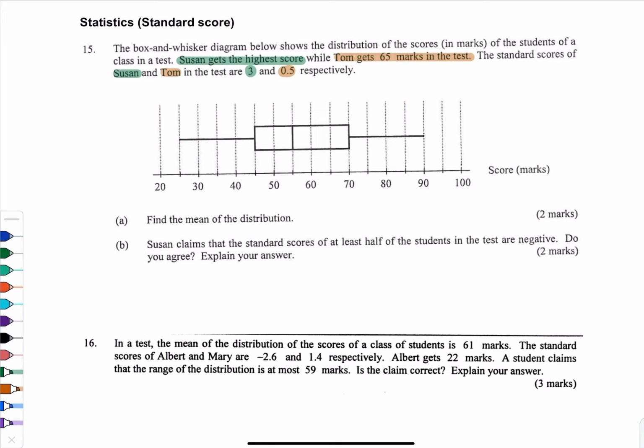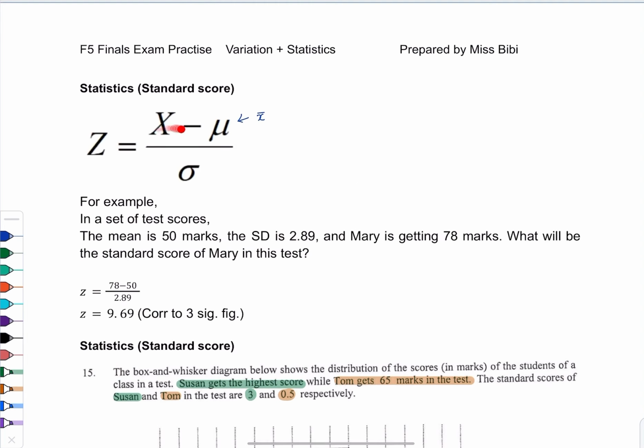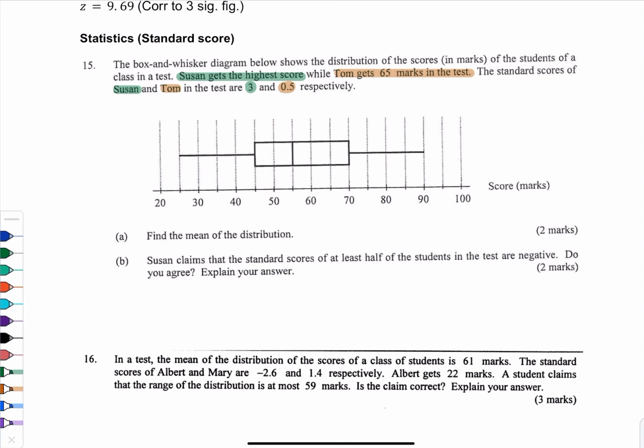And then I have to find the mean. So I have the standard score, I have the marks. That means I can use this formula somehow, and then I might have one unknown, or I might have two unknowns. If it's two unknowns, then we use the program. If it's just one unknown, just rearrange things up and down and then find the unknown. Let's see, what do we have here?